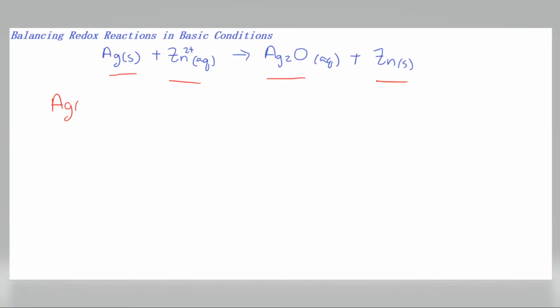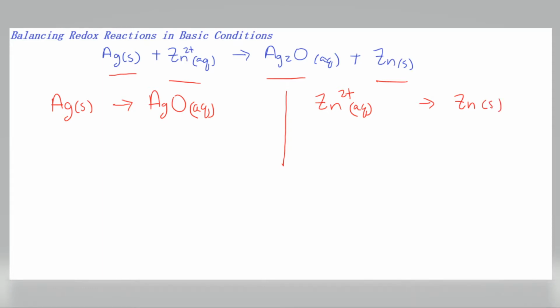So I see a solid silver transforming to an oxide for one of the half reactions. Let's put a line down the middle to separate visually. The other half reaction I see is a zinc transforming into its solid species.